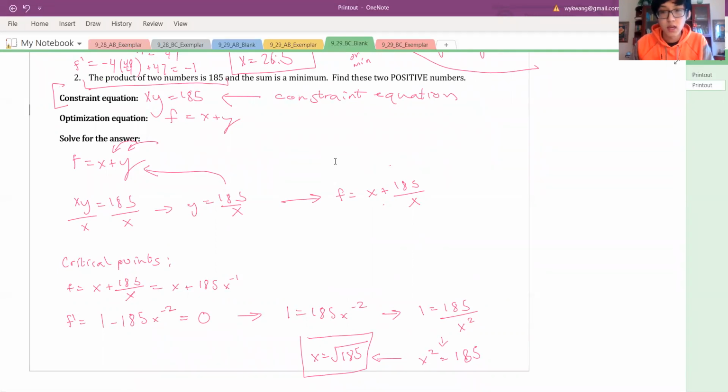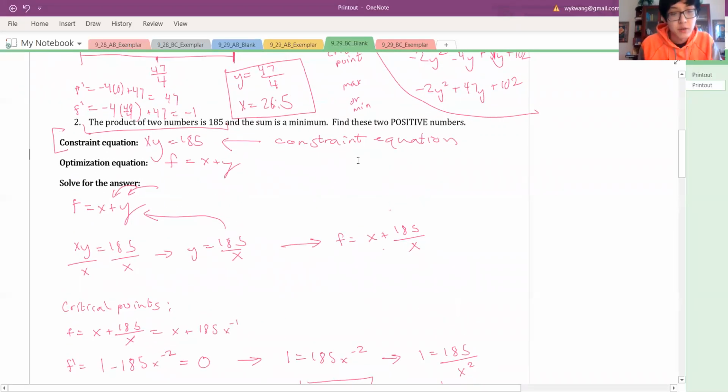I have a question. Yeah, go for it. Where do we get x equals x plus y from? In the second problem. Yeah, so our optimization equation: you get the constraint equation, right? The product of two numbers is 185. The next part is that we're trying to minimize the sum. So we're trying to minimize x plus y, right? Does that make sense? And then I just said it equals f so it's more clear, but I could say it's equal to anything.